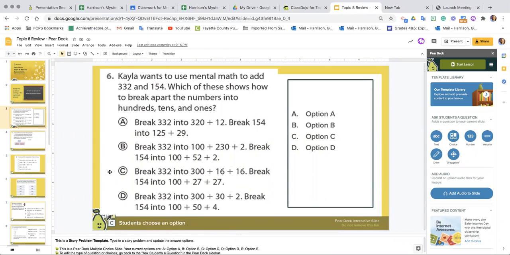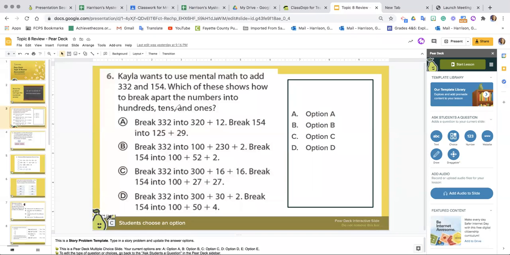This question, there's a lot to look at visually. So the students need to read carefully, and it asks about mental math. Here's the big question. Which one of these shows how to break apart the numbers into hundreds, tens, and ones? So if the student was adding 332 plus 154, we have to think, how could they break those apart into the place value of each of those numbers? Some students maybe did not read this very last part carefully.